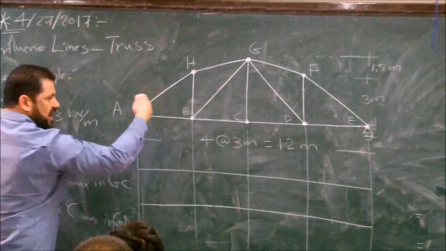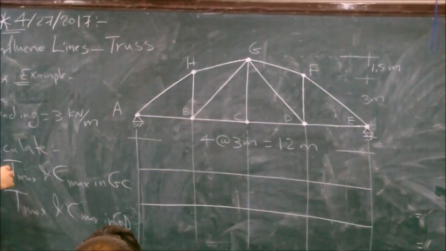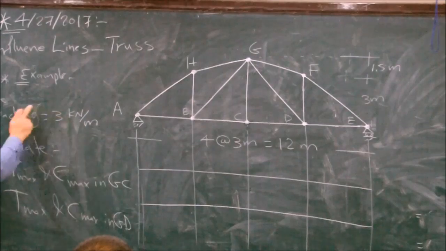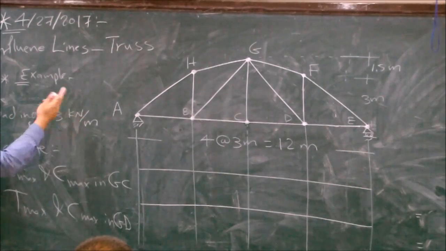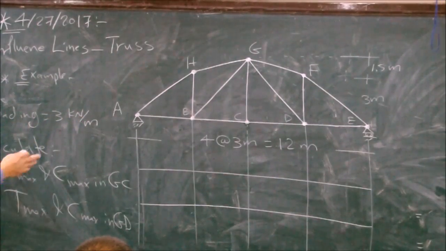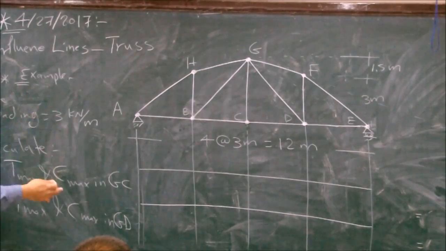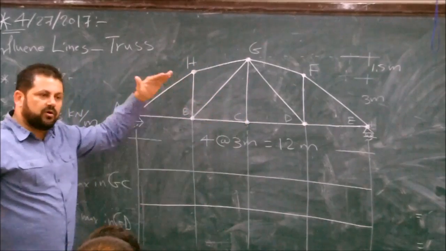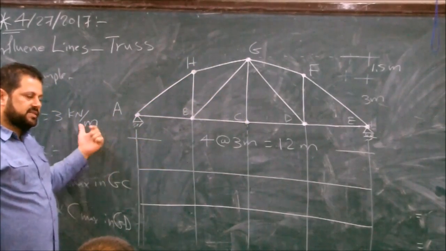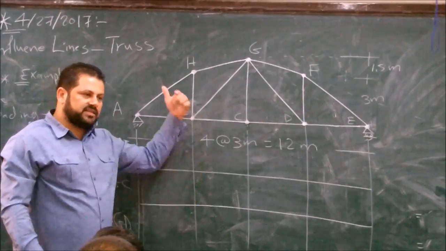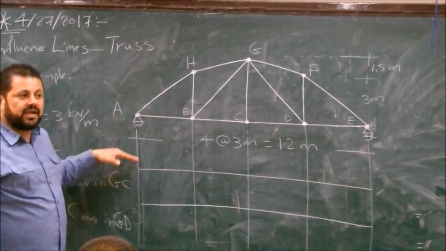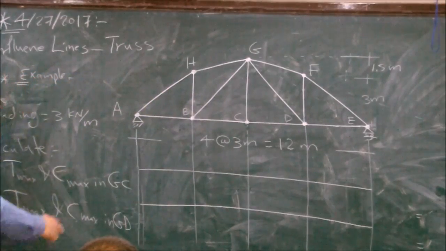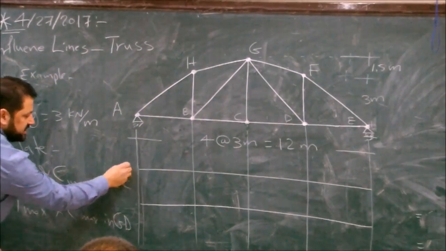Good? Now, after you construct the influence line, the question is, if the moving load is 3 kN per meter, live load of 3 kN per meter, what is the maximum tension and compression that can be developed in the member? You draw the influence line, then you place the loading to maximize. You place the loading at the tension area to maximize the tension. You place the loading at the compression area only to maximize the compression. So let's draw the influence line for member GC.